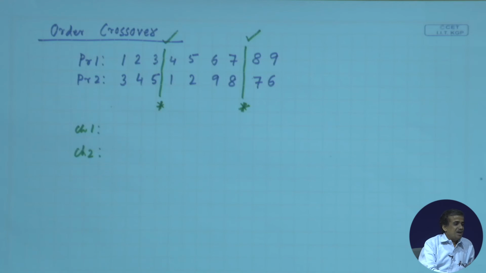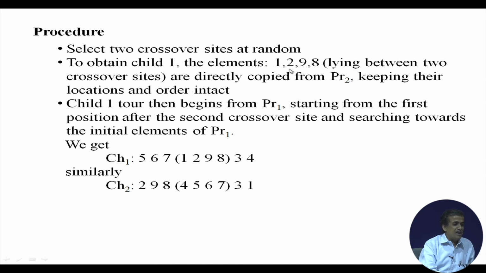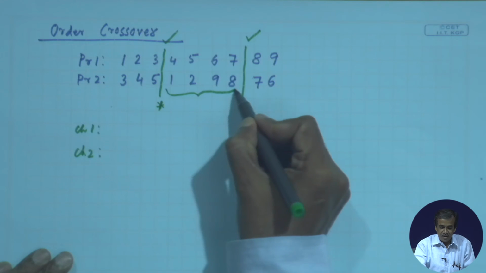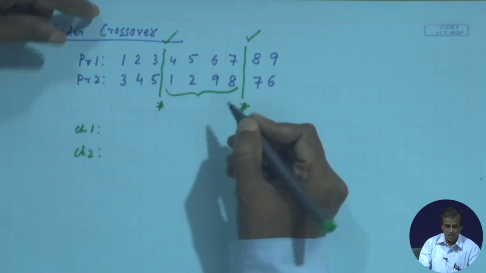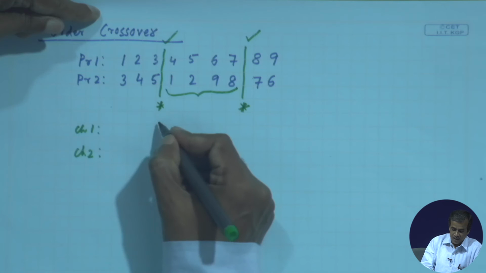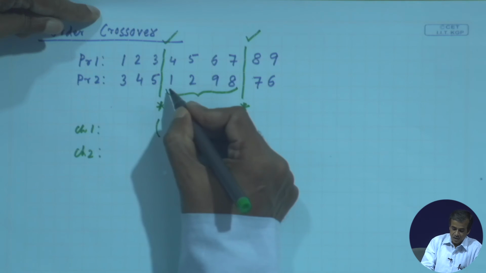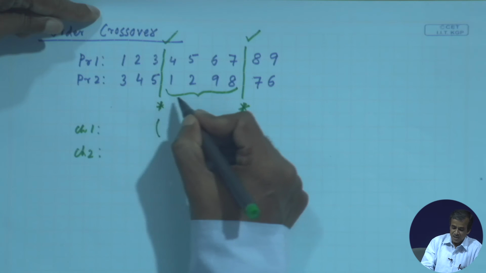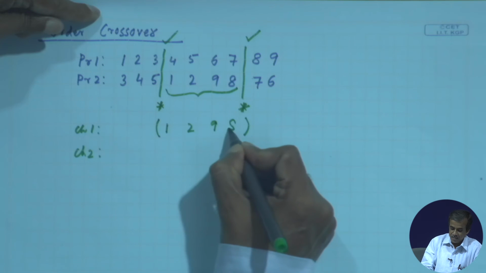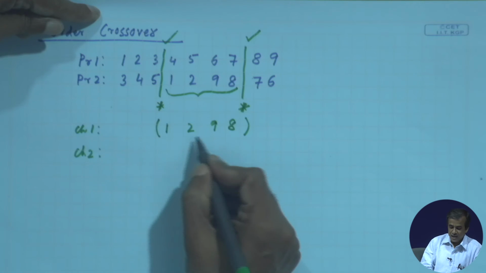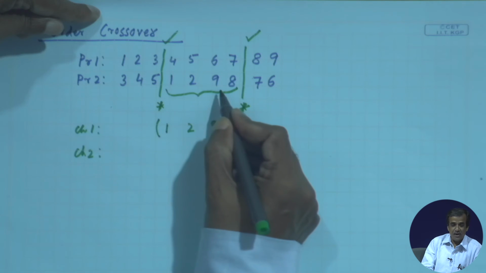Okay. Now, to obtain child 1, the elements 1, 2, 9, 8 lying between two crossover sites are directly copied from parent 2. So, this 1, 2, 9 and 8. So, these are directly copied from parent 2, keeping their location and order intact. Okay. So, I will have to find out child 1. So, I am directly copying the cities which are lying between the two crossover sites, that is 1, 2, 9 and 8. Okay. 1, 2, 9 and 8 we are directly copying from parent 2.